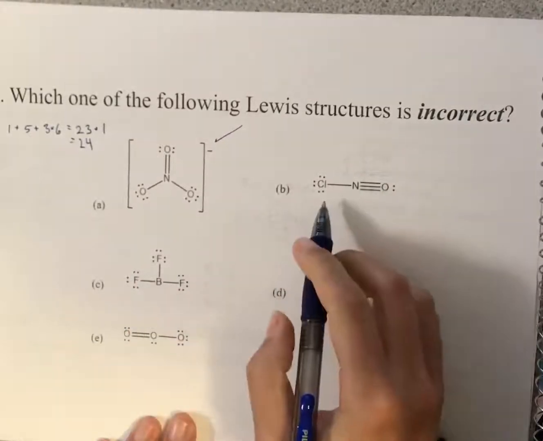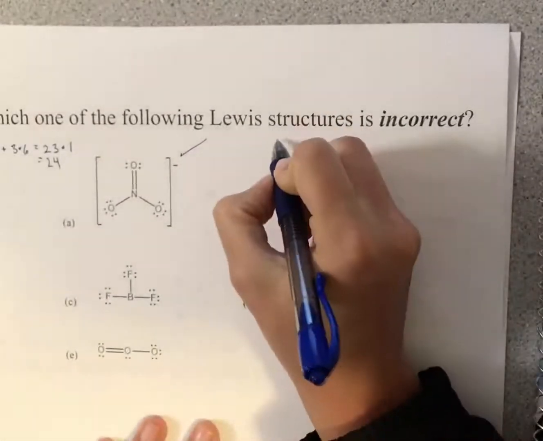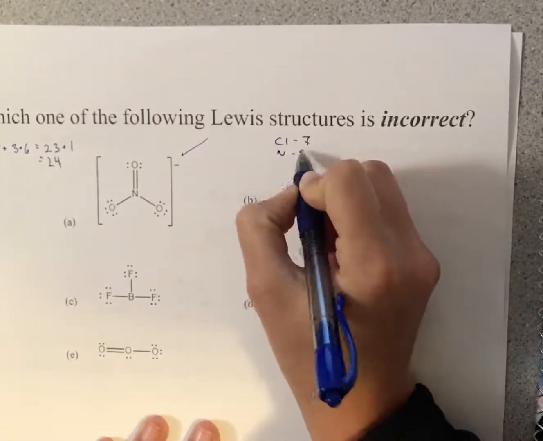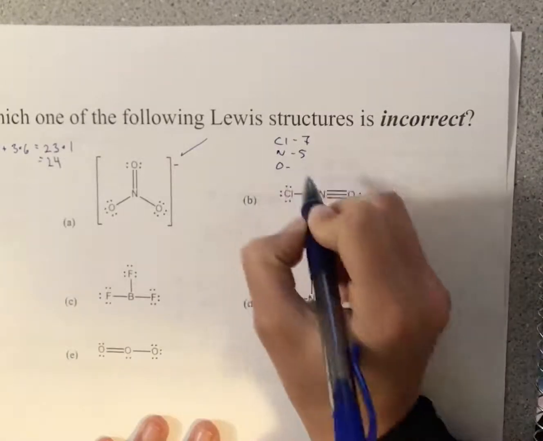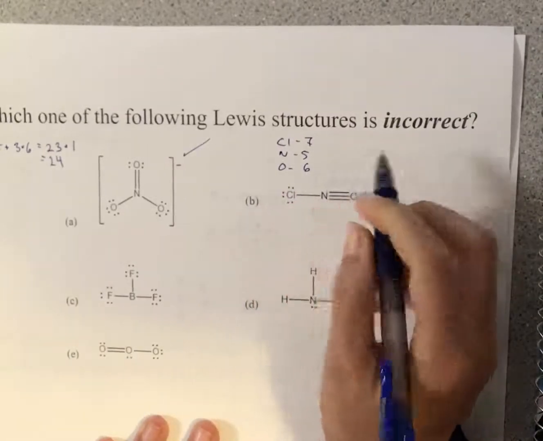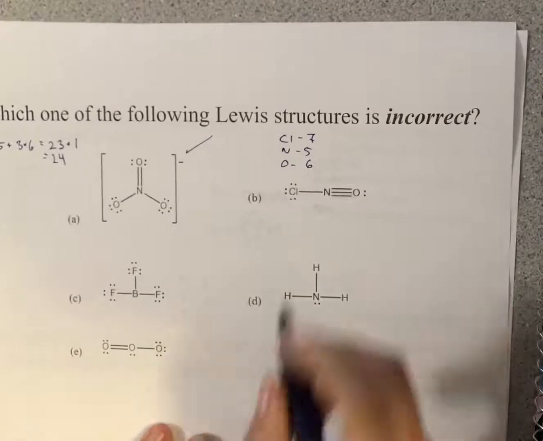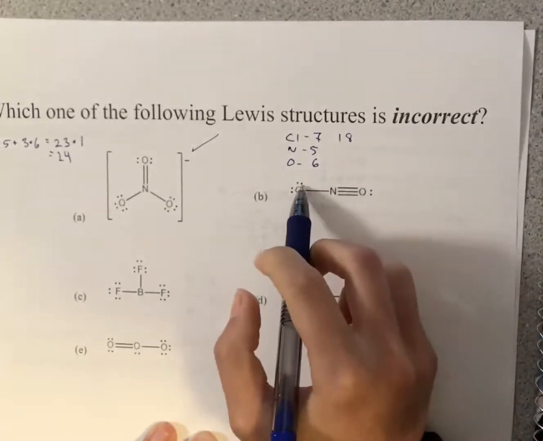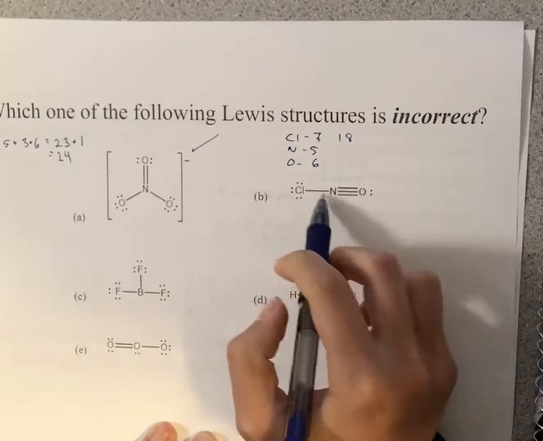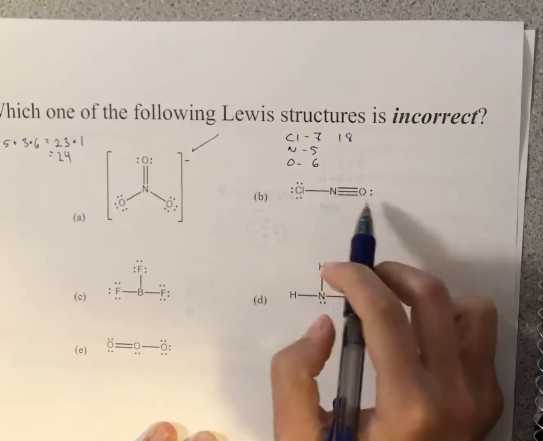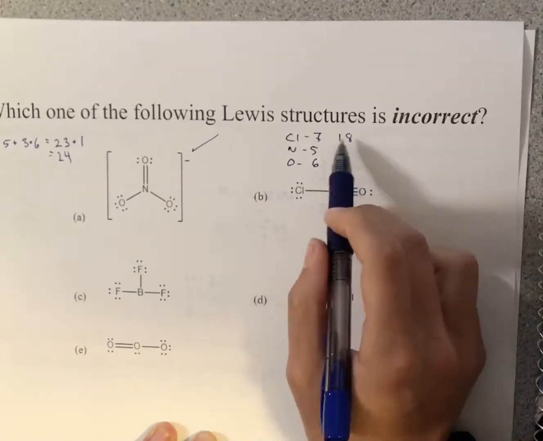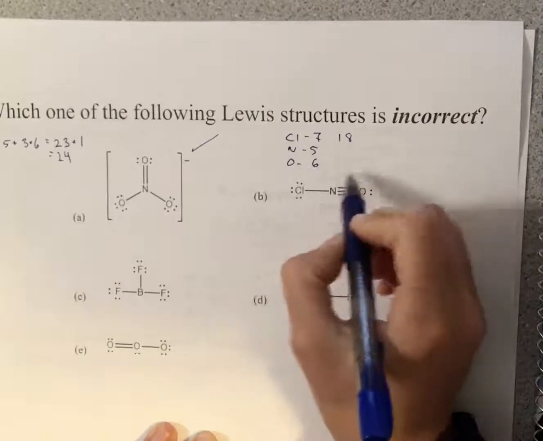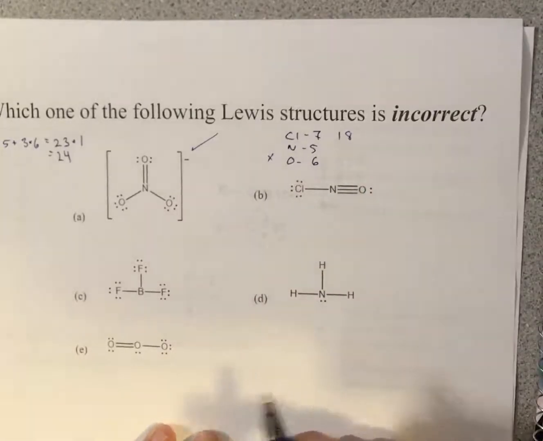So next we'll look at B. So we have chlorine, which has 7. We have nitrogen, which has 5 valence electrons, and oxygen, which has 6 valence electrons. So we should have a total of 18 valence electrons. So let's count. 1, 2, 3, 4, 5, 6, 7, 8, 9, 10, 11, 12, 13, 14, 15, 16. Okay, that's not quite enough because we need to have 2 more. So we'll hold on this one. Down to C.